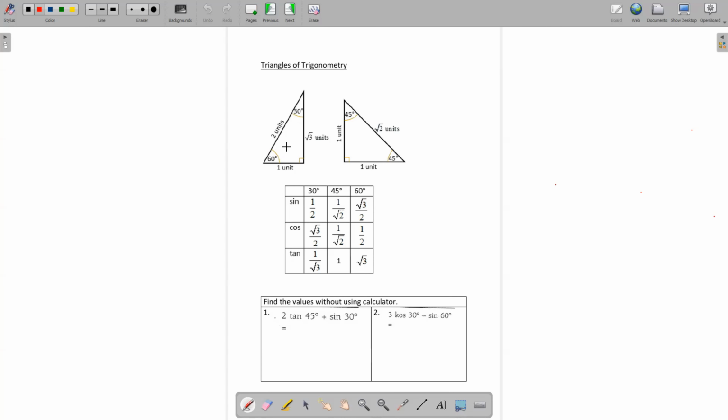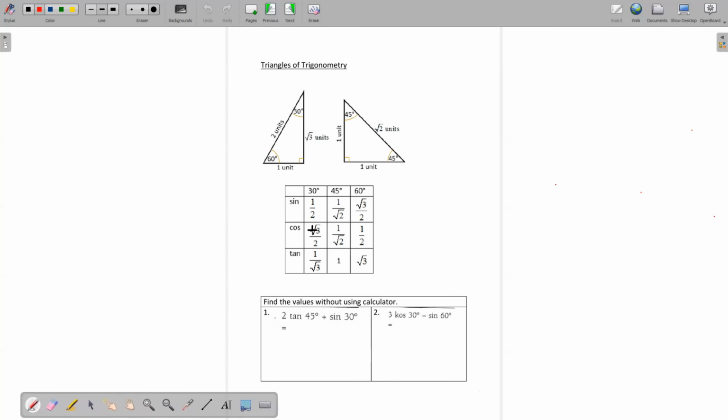Sine 45, we will look at this triangle, opposite over hypotenuse here. Sine 60, opposite over hypotenuse over here. For cos and tangent, it is also the same. For this part, normally we just need to substitute the values in.